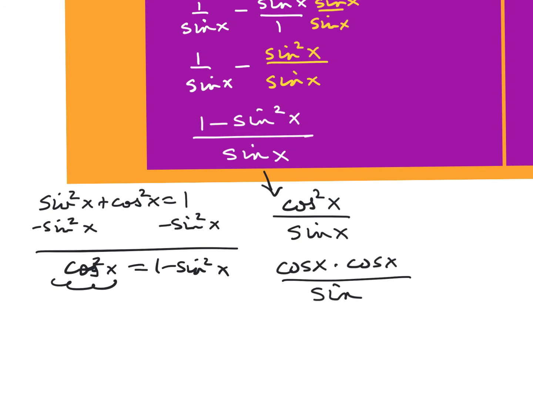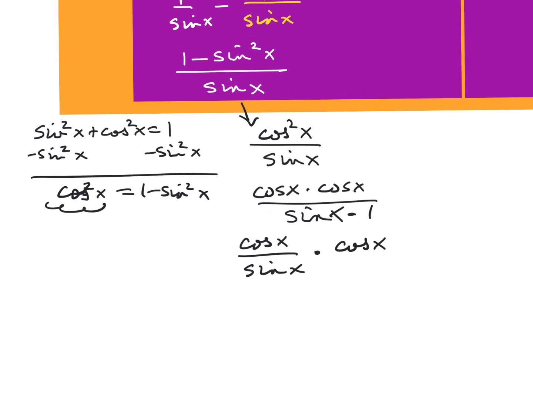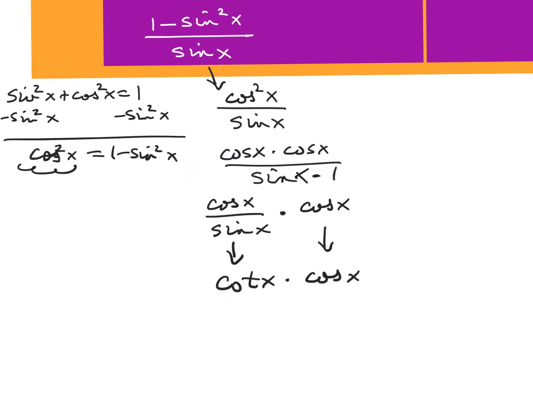And now I can split this apart. I'm going to leave the sine x under the first one, and then just, this is like times 1, and then just leave this one. So now I can turn this into cotangent. This just stays the same. And now I can just flip it around so it looks like what I was trying to get it to.